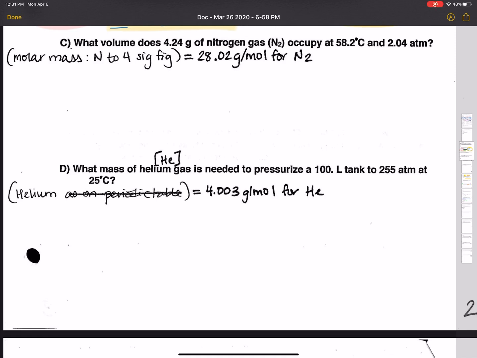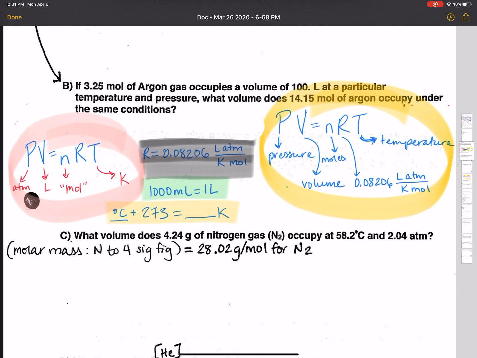The ideal gas law is found on page 2 in your packet, and there are several problems for the ideal gas law. You'll see them on page 2 and on page 3. For today, we're just going to focus on question C.